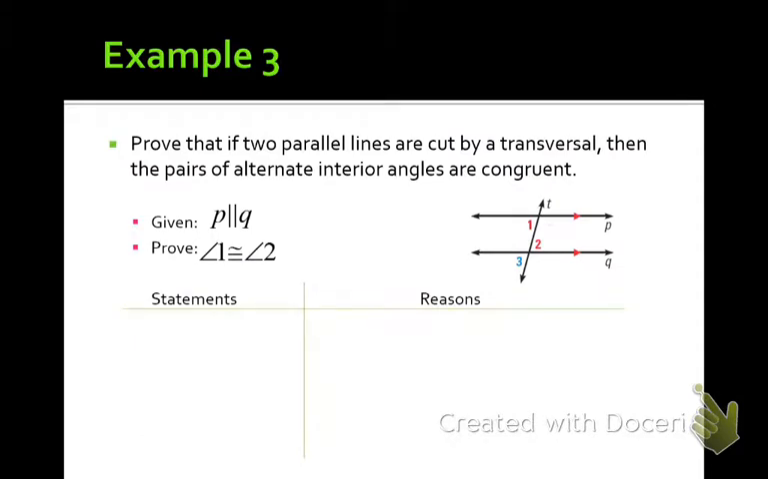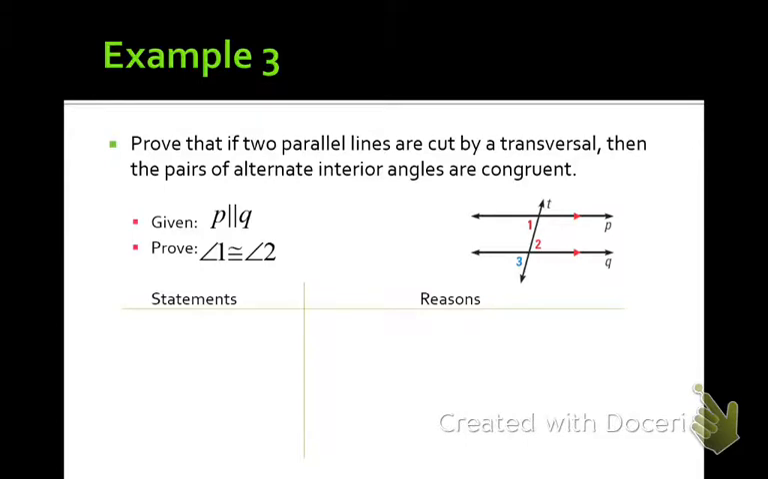A little proof here. Prove that if two parallel lines are cut by a transversal, then the pairs of alternate interior angles are congruent. You're going to have to do quite a few proofs like this. There are not many steps, but there are proofs in here involving these relationships.